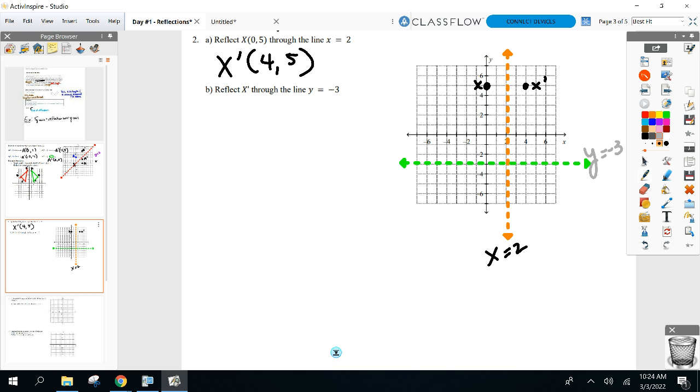Count the distance from Y equals -3, going the other way. Do I have anybody doing this? Well, look at me, Mr. Carlino. I'm making my graph longer. Have some self-respect.